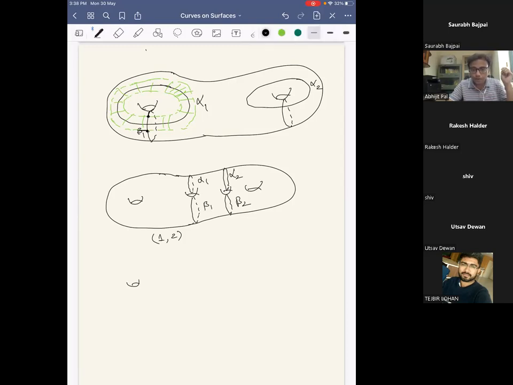The question is, what happens if you have two non-separating curves, and you change the intersection number from 1 to any other number? Right now I don't have the answer. All I know is it won't always work. Only in some special cases it works. I'm not sure whether it works for a number different from 1.